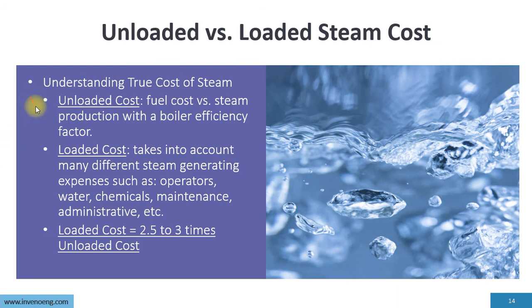We talked about unloaded, which was the basic equation that we just went through. Loaded takes in many different generating expenses: operators, water, chemicals, maintenance, administration, etc. Loaded cost is usually 2.5 to 3 times unloaded. So if you figure you have unloaded at $5 per 1,000 pounds, loaded could be $15 per 1,000 pounds.